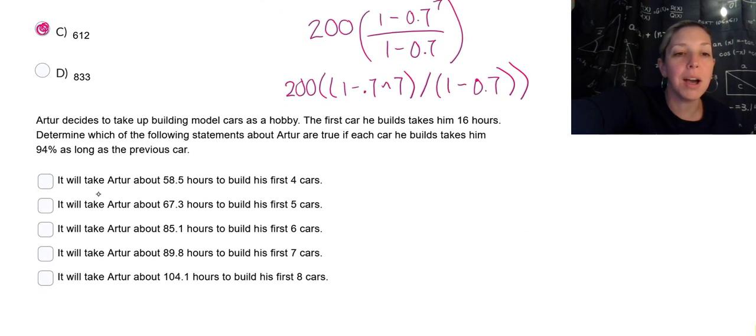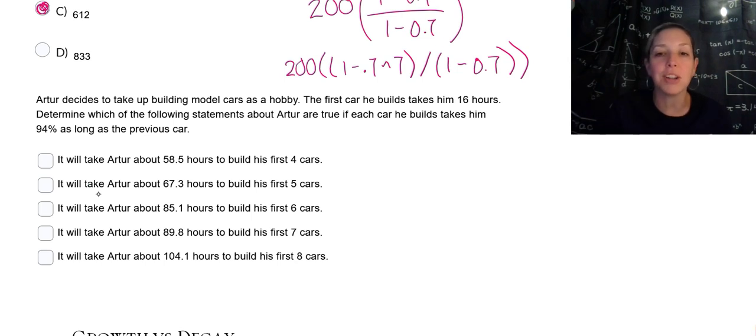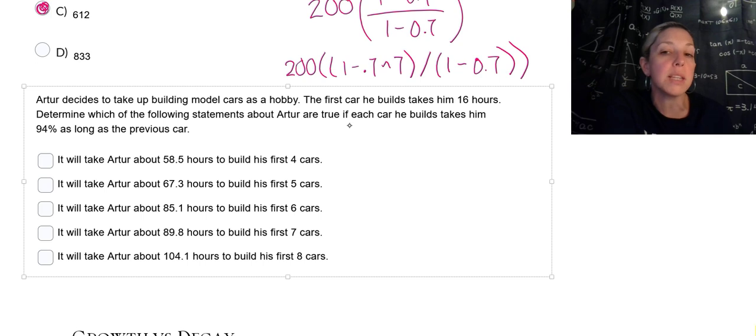The next one, we've got Archer deciding to build model cars. This one, again, we're using that same formula that's really long that I just wrote, and you're just typing in each of these to double check to see if it works. So this one is a little different. The wording is a little different.